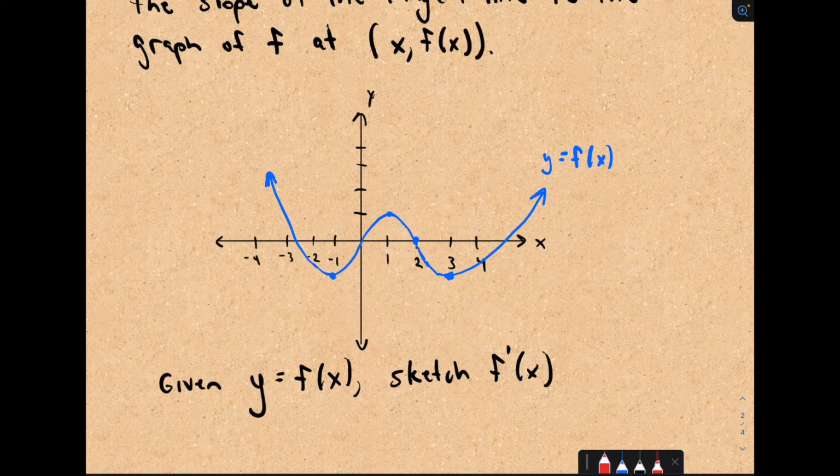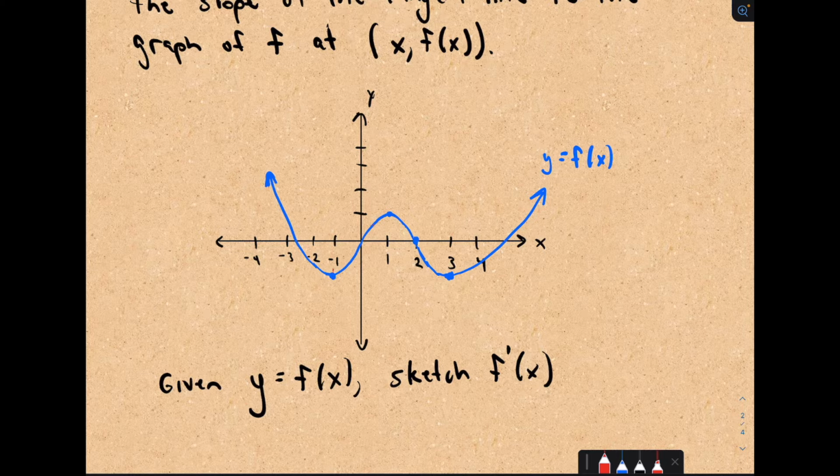What I do for these is I always look for where the graph bottoms out, the bottoms of valleys and tops of hills, because at those points on my graph we'll have to be a little careful. We'll talk about this. But notice my graph is nice and smooth and has no sharp points on it. So at these smooth tops and bottoms, the tangent line would have a slope of zero. All those tangent lines would have a slope of zero. That means on the derivative graph, at those corresponding x-coordinates, the derivative will equal zero.